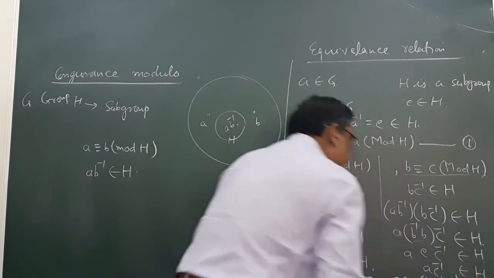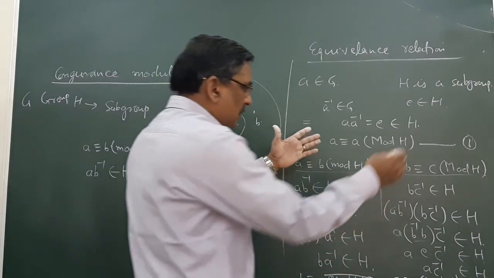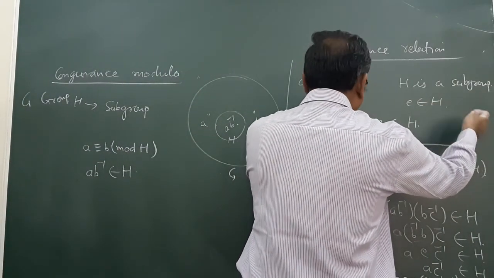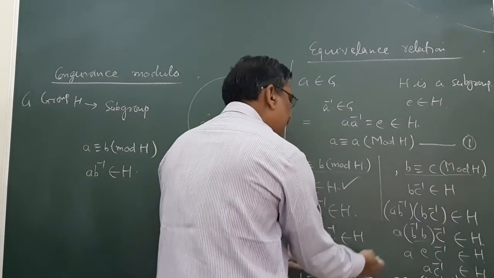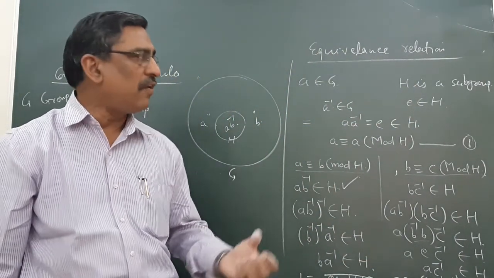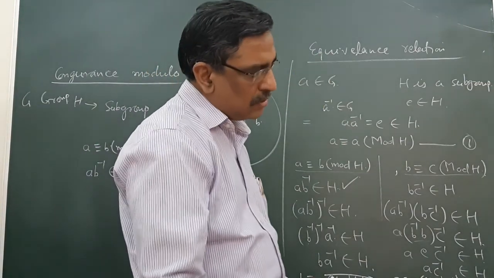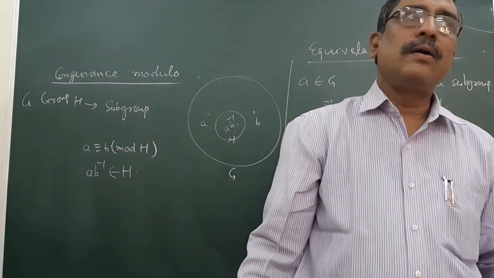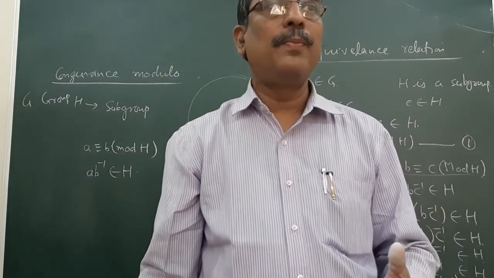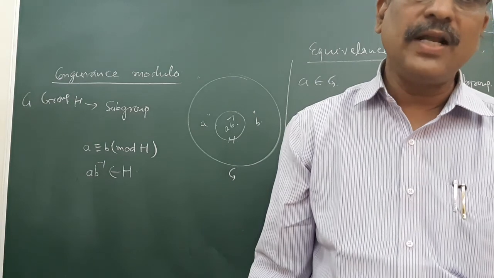Thus we can say reflexive, symmetric, transitive, all three hold good. Therefore, it is an equivalence relation. Congruency with respect to a subgroup for the elements of G is an equivalence relation.